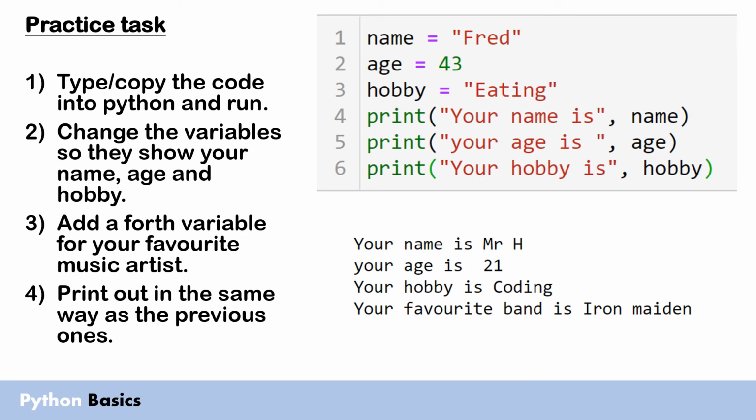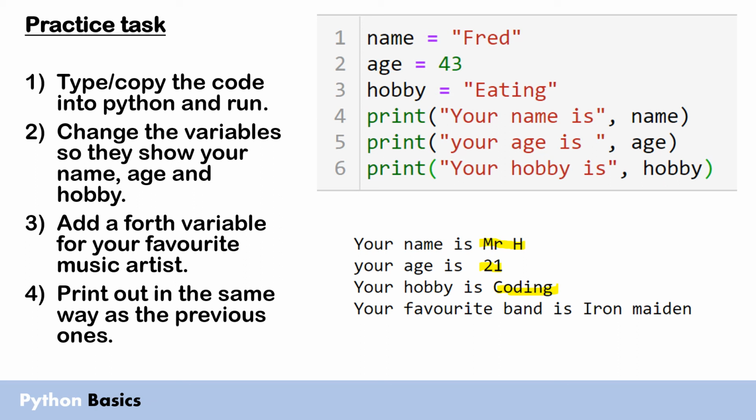Here is some code that you can type into Python. If you wish to, you can simply copy this from the description in this YouTube video. Change the variables so they have your name, your age, and your favourite hobby. The output should look a bit like what I have on the screen. So here it says your name is Mr. H, age is 21, hobby is coding. Yours will say your name, your age, your hobby.